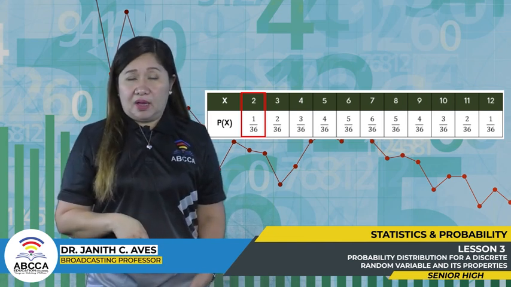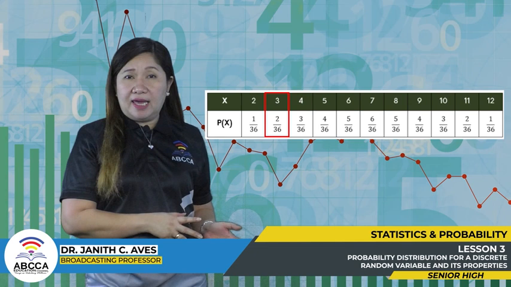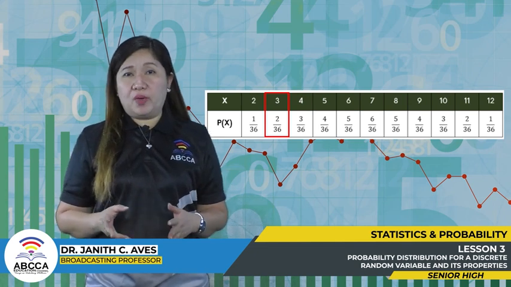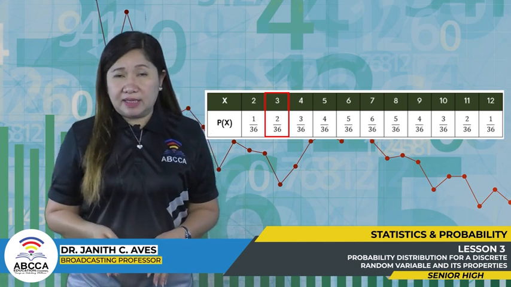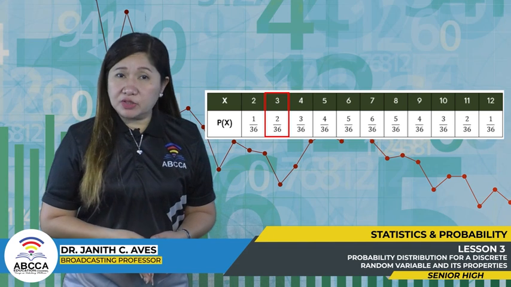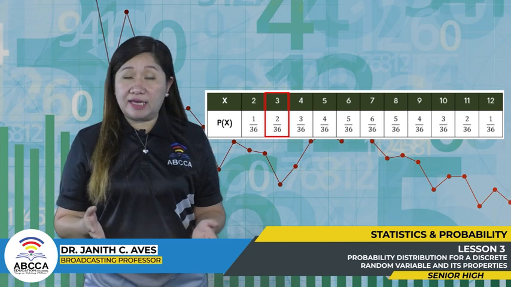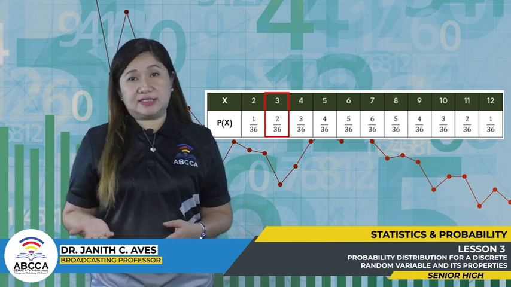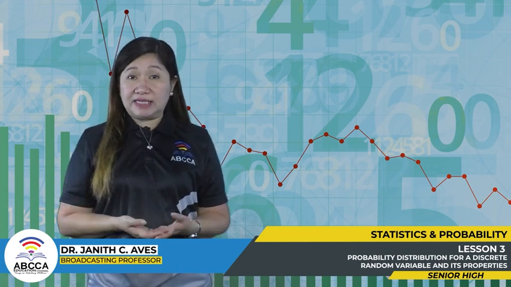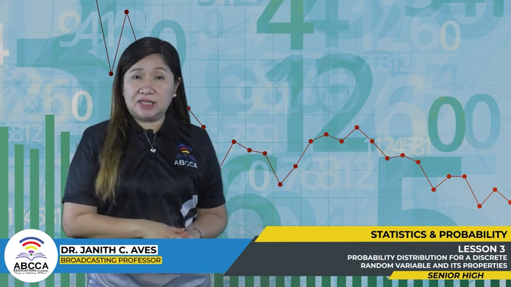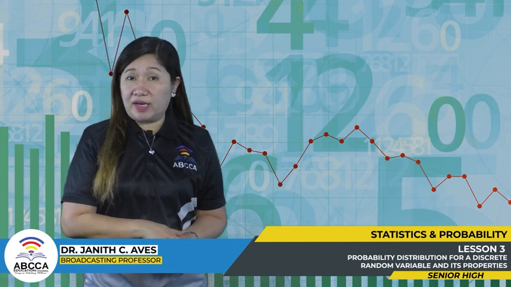We get the sum 3 when our outcomes are 1 in die A and 2 in die B, or when we get 2 in die A and 1 in die B. Since there are only 2 outcomes which have a sum of 3, the probability therefore is 2 over 36. How about outcomes with sum of 7? There are 6, which is the highest number of outcomes. Can you identify them?